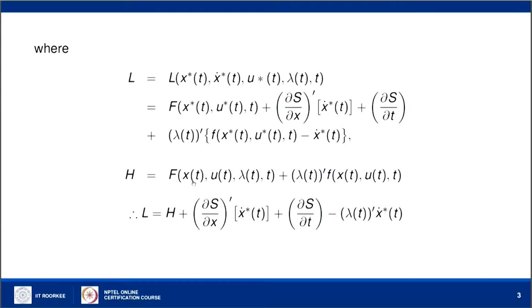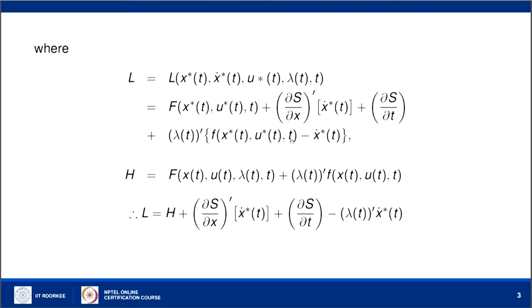So, in general L is a function of all these variables x, x dot, u, lambda, etc., and the Hamiltonian H is defined by capital F function plus lambda dash times small f function. Therefore, the Lagrangian L in terms of the Hamiltonian H is given by this expression, which can be easily seen from the previous step.